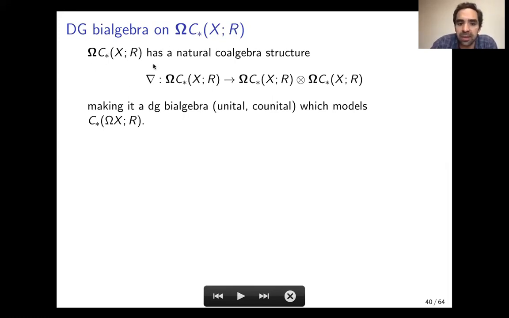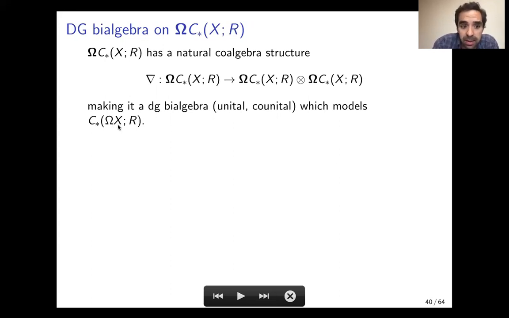And I think it was Bowes who was the first to describe this structure. There exists a coproduct on the Khobar construction of the coalgebra of chains on a space, which makes it a differential graded bialgebra. So the Khobar construction is an algebra, and I'm claiming you can construct a natural coproduct, making this algebra a bialgebra, namely that this coproduct map is a map of algebras, which models the chains on the base loop space of X.